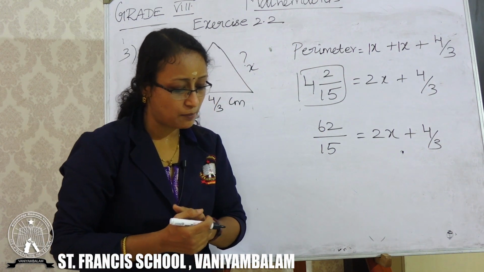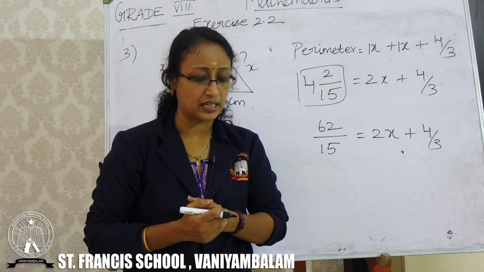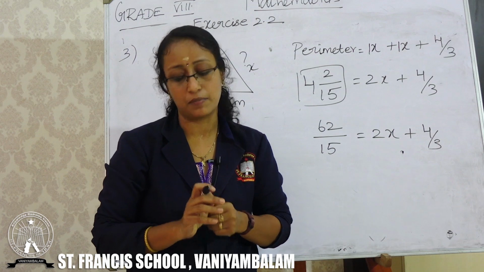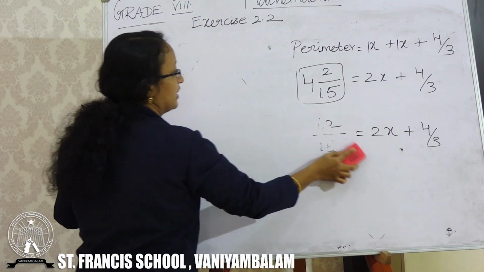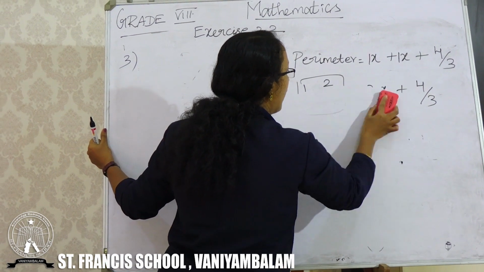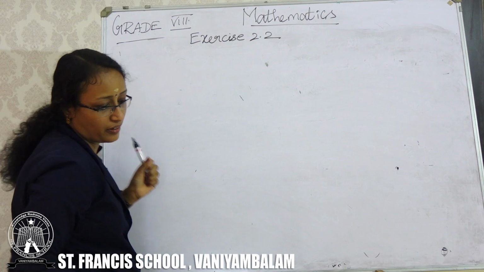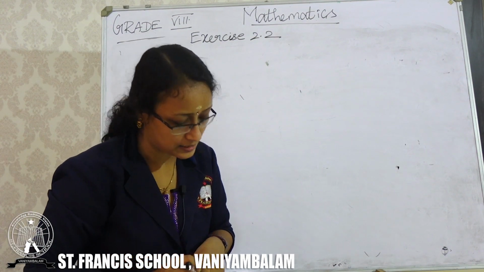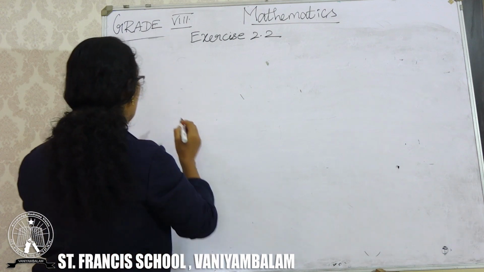Next problem: the sum of two numbers is 95. If one exceeds the other by 15, find the numbers. So how will you do it? The sum of two numbers is 95. If you add two numbers, the answer is given as 95. One exceeds the other by 15.